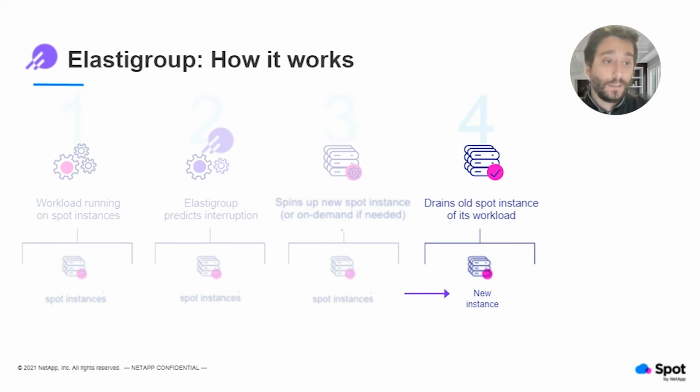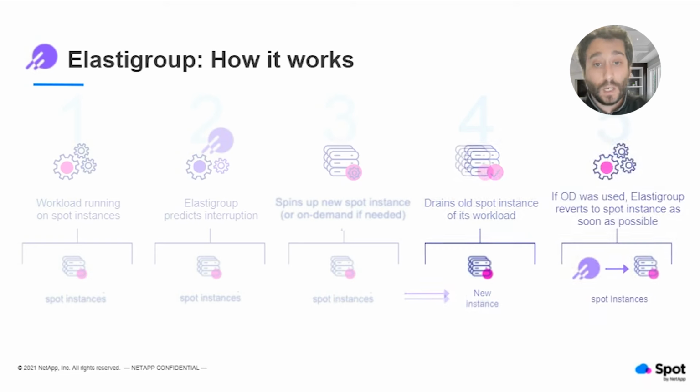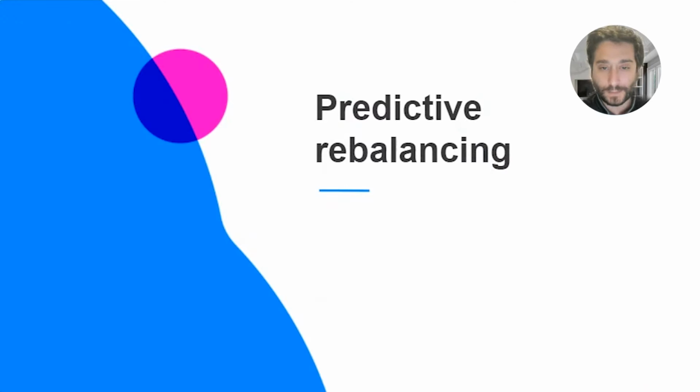In case the new instance that was launched was an on-demand instance and not a Spot instance, Elastigroup will revert back to a Spot instance as soon as possible, as long as you haven't configured a maintenance window as part of your configuration. If you have configured a maintenance window, it will revert back to Spot at the specific point in time that you've defined. So let's go ahead and drill down a bit more into predictive rebalancing.